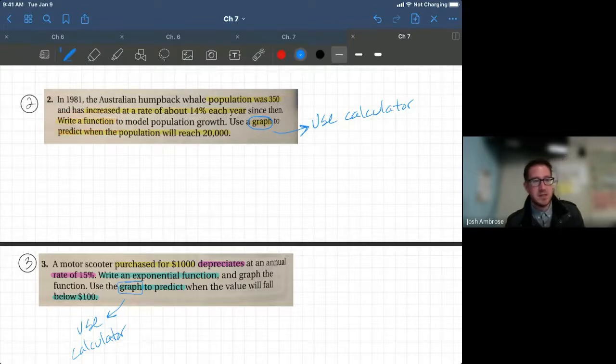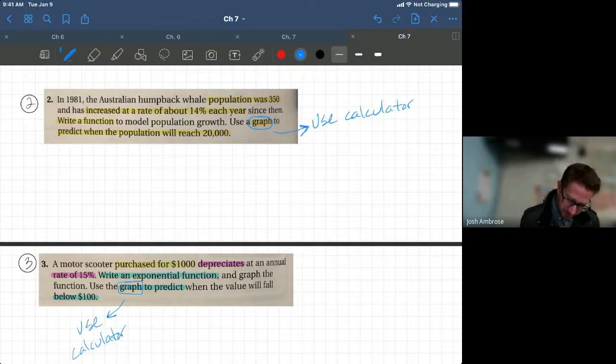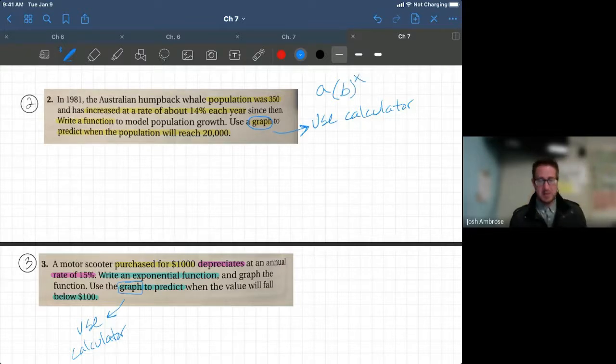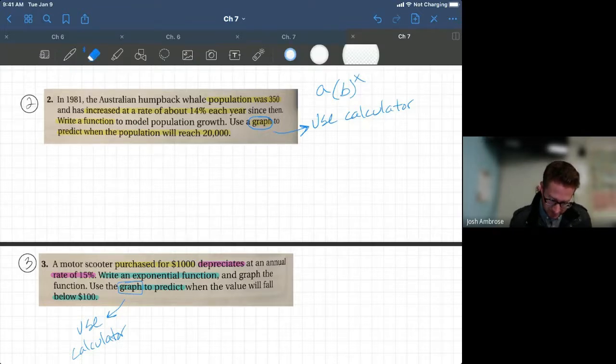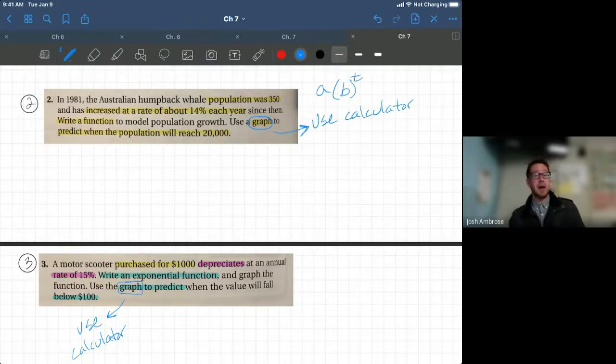All right, so as it says, we're talking about Australian humpback whales. I've highlighted what you really care about. We have a population of 350. The 350 value is your A value. And don't forget the equation is A parentheses B, and then brought to that X power. In this case, I would prefer, instead of saying X, we're going to say to the T power, because T stands for time in years, and that's what we're talking about here, our population growth in years.